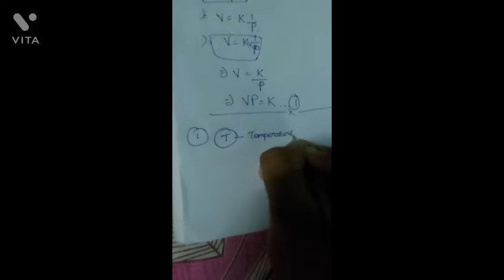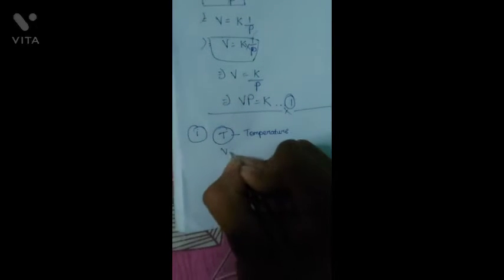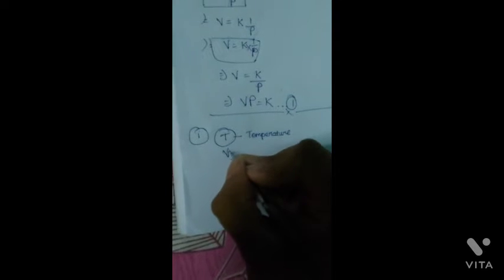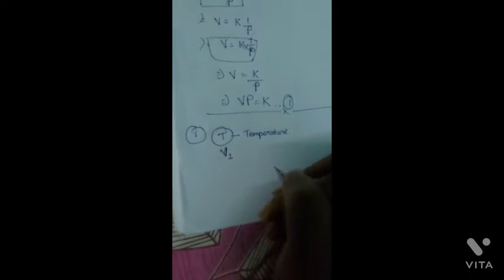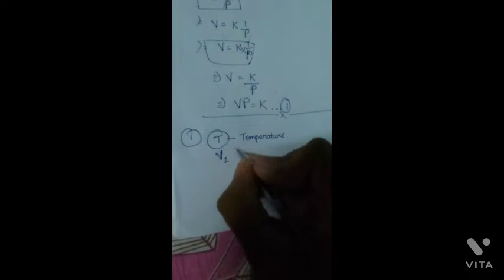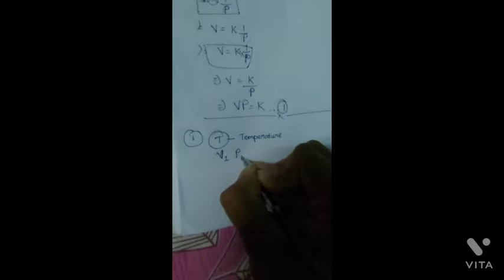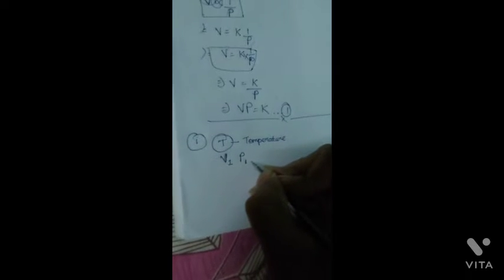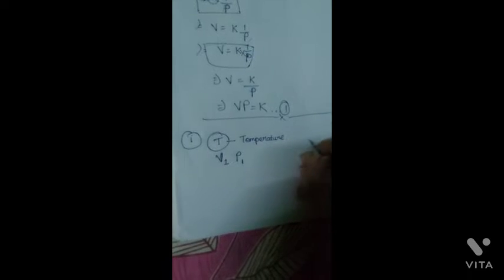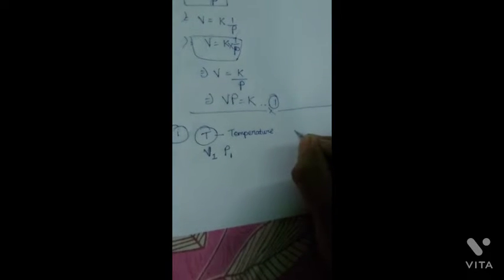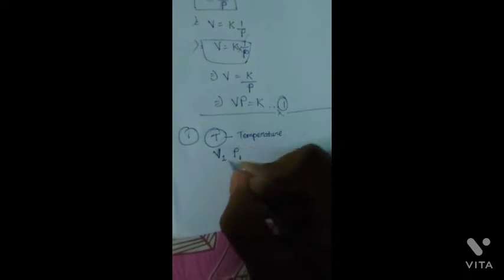Okay, temperature. Now the volume is V1. Let the volume be V1 of a body of a gas. Suppose V1 is the volume of a given mass of the gas at pressure P1, and V2 is the volume of the same mass of gas at pressure P2. Now the same thing.